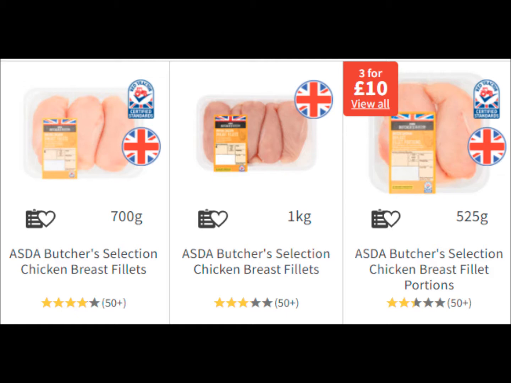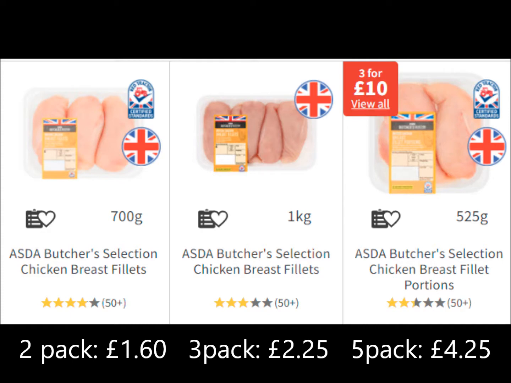So what you will need to do is divide the cost by the number of chicken breasts. So for example, for the first one, you would do £1.60 divided by 2. For the 3-pack, you would do £2.25 divided by 3. For the 5-pack, you would do £4.25 divided by 5. Find out the cost for each one and see which one is your better buy. So you can pause the video here and work through that question.